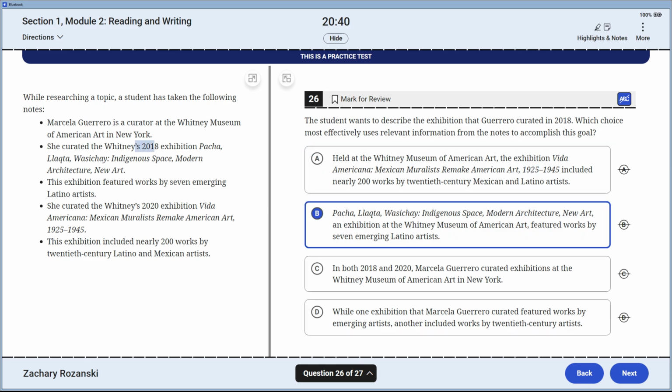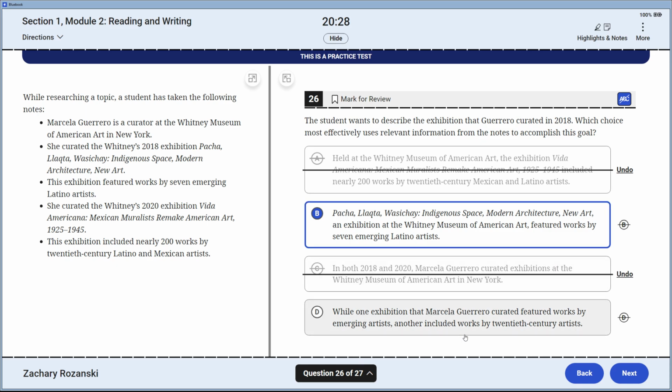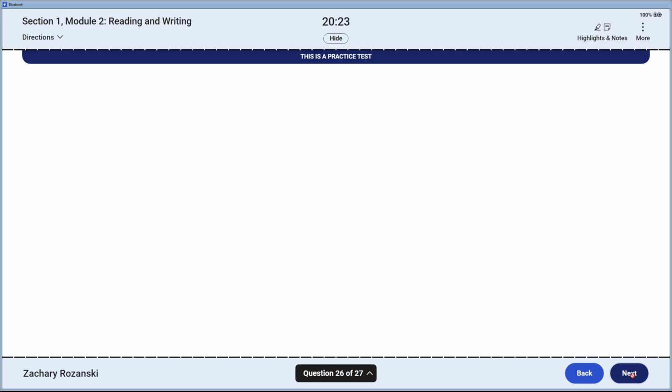Which one was held in 2018? I see 2018. So we're trying to describe the one in 2018. The 2018 is Pacha. So this one isn't it. B is fine. In 2018, 2001, this doesn't describe an exhibit. Well, this is contrasting the exhibits, but I want to describe the exhibit. B for 26, we're going to go with.